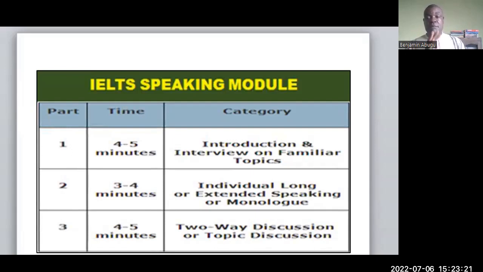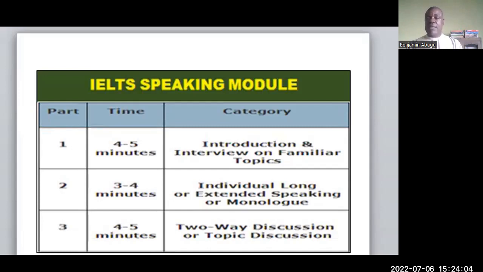Now, the speaking module has 3 sections. Task 1 is a brief introduction, followed by a short question and answer conversation or interview on familiar topics. Task 2 is individual long or extended speaking. In this task, the examiner will give you a topic to speak on for about 1 to 2 minutes. You will have a minute to prepare. The examiner will not interrupt during your speech. You will be given the freedom to speak about the topic.